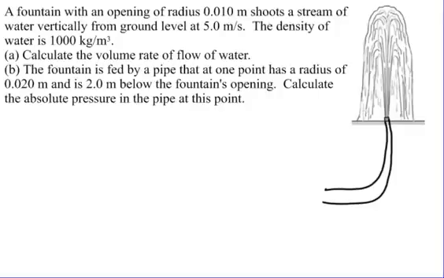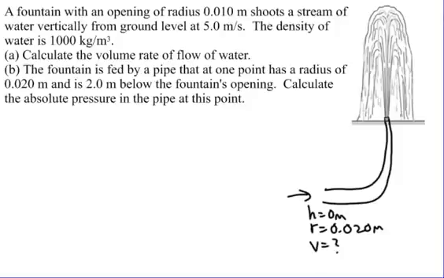Here at this point right here, I'm at a height of 0, aren't I? I'm at the lowest point, so I'm going to call that 0. That's my frame of reference. It has a radius of 0.020 meters. That's what it said in the problem. It's fed by this change in the radius there. And I don't know what my velocity is. It's a big question mark.